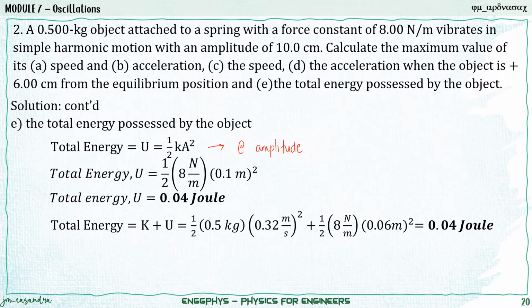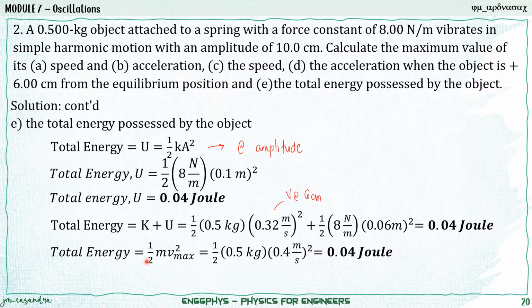So if we're going to check total energy at any point, okay, so we have 1/2 times 0.5 kg times 32 meters per second squared, and this is our Vmax, or this is our velocity at 6 centimeters. Okay, so we have 1/2 times 8 Newton per meter times 0.06 squared, which will also give us 0.04 joule.